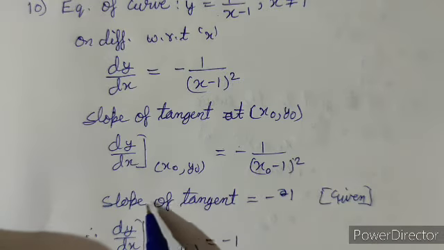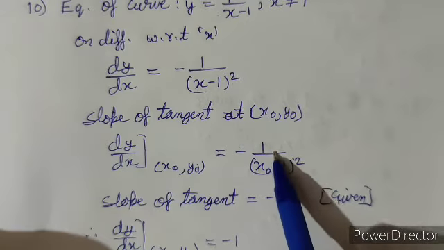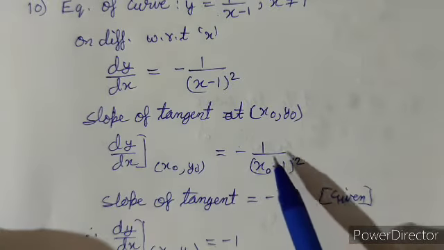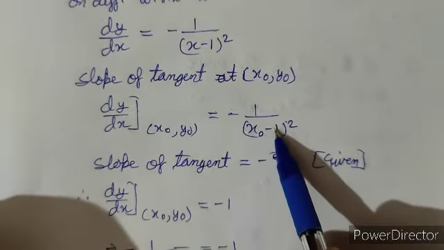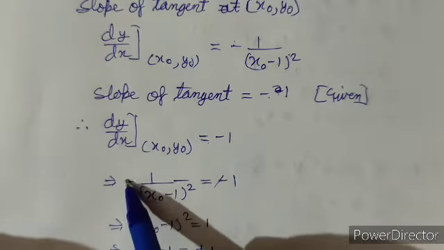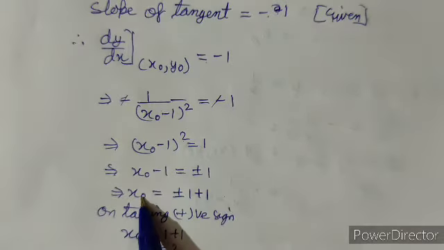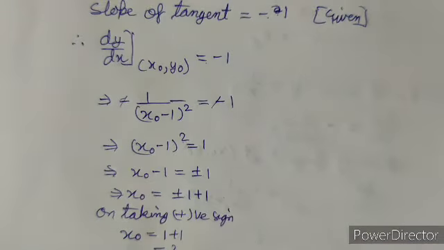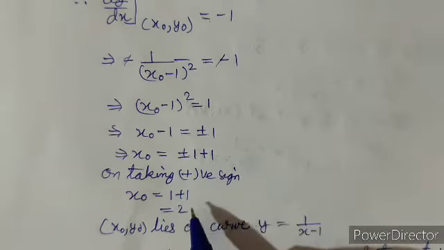Now here it is already given to us that the slope of the tangent is equal to minus 1. So we can say that dy by dx at (x0, y0) will be equal to minus 1, and that will give us minus 1 upon (x0 minus 1) whole square equal to minus 1. Here minus minus will cancel out, and it will give us (x0 minus 1) whole square equal to 1, or we can say x0 is equal to plus minus 1 plus 1. Now on taking the positive sign, x0 will be 1 plus 1, that will be 2.